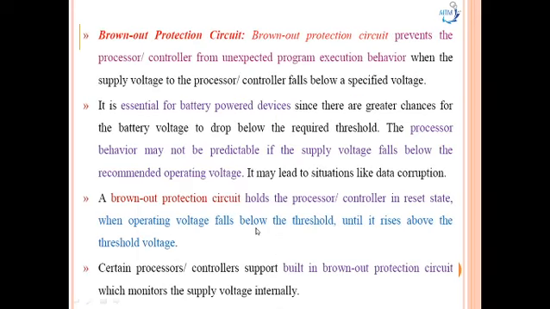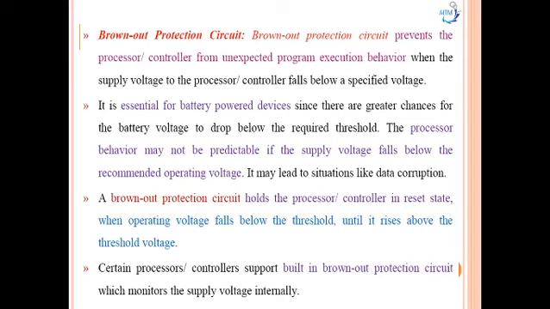And a brownout protection circuit is another system component required for embedded systems, and it prevents the processor or controller from unexpected program execution behavior when the supply voltage to the processor or controller falls below a specified voltage here. It is essential for battery powered devices since there are greater chances for the battery voltage to drop below the required threshold here. So the processor behavior may not be predictable if the supply voltage falls below the recommended operating voltage here. It may lead to situations like data corruption here.